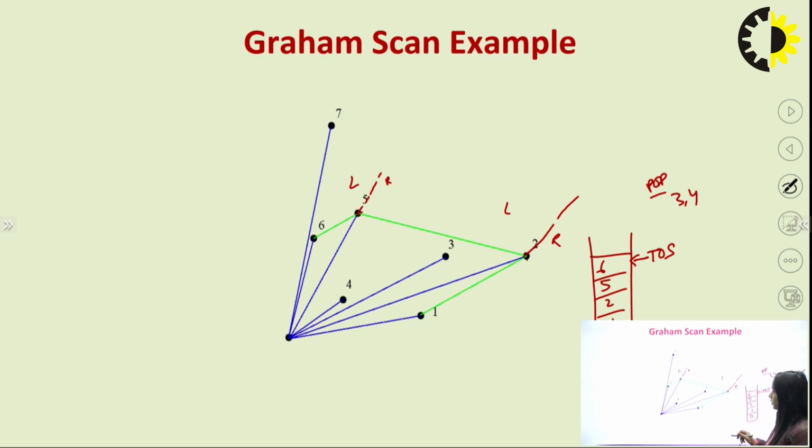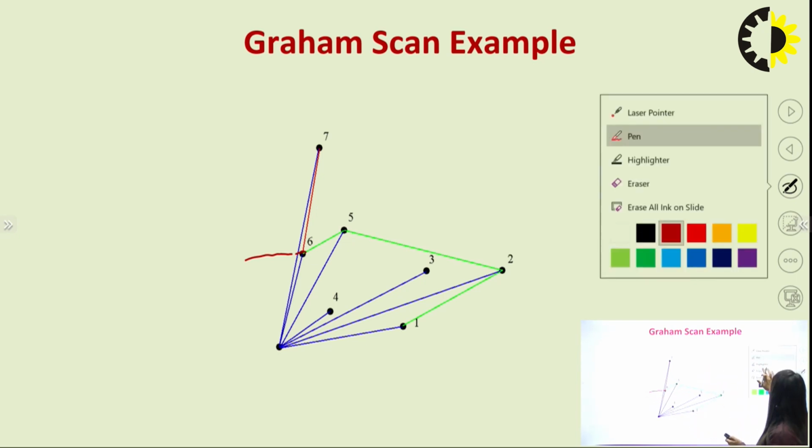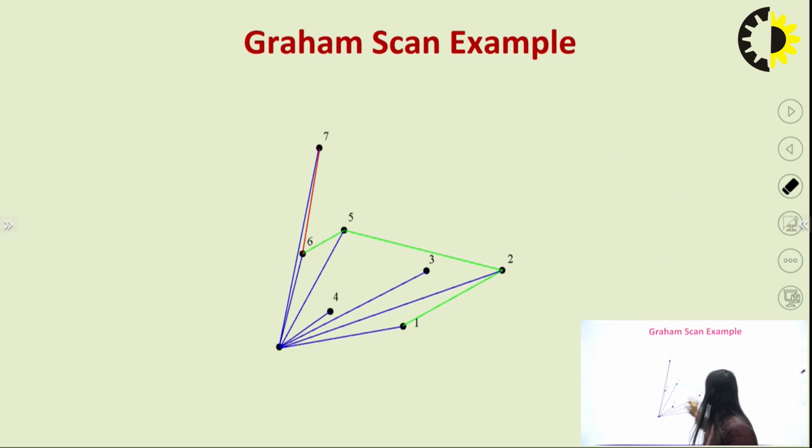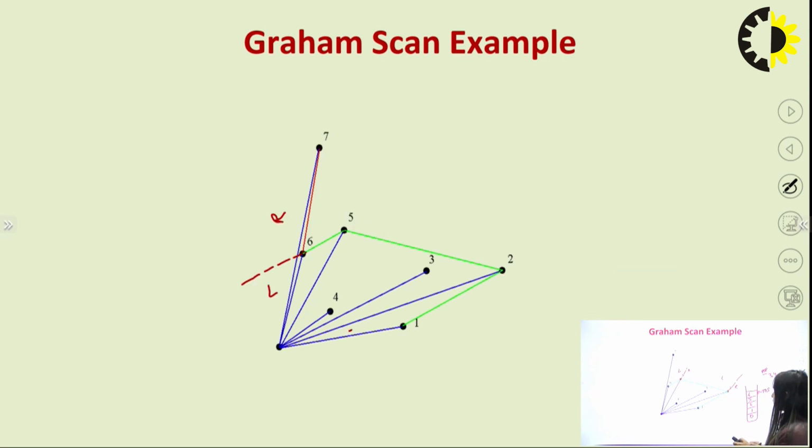Now the next point is 6. If you extend this point, let me make it more clear to you. If I extend this line, this part is your right and this part is your left. Whenever a point is at the right side, you have to pop it. So on the top of the stack we have 6 over here.